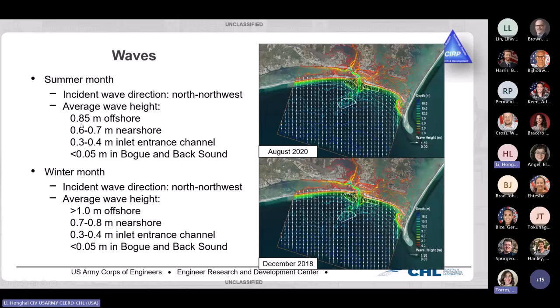You see the average we check offshore. It's summertime. Its average is 0.85. So the winter time is larger than one meter. And near shore, winter is also a little bit larger. And inside the bay, in the sound, and back sound, the wave is pretty small.